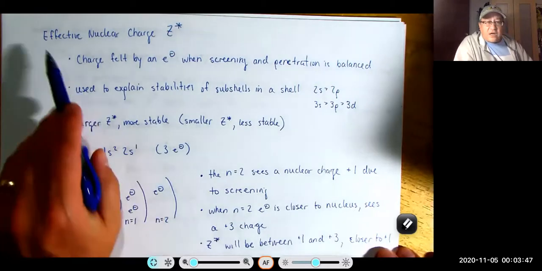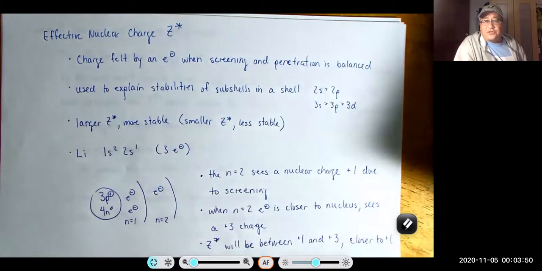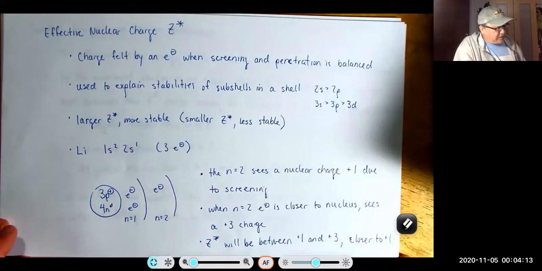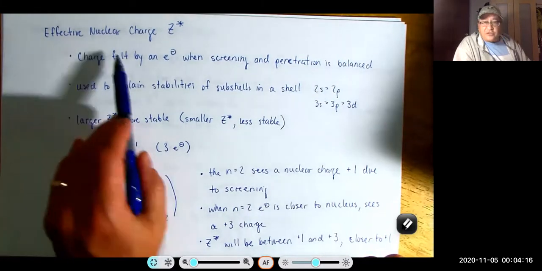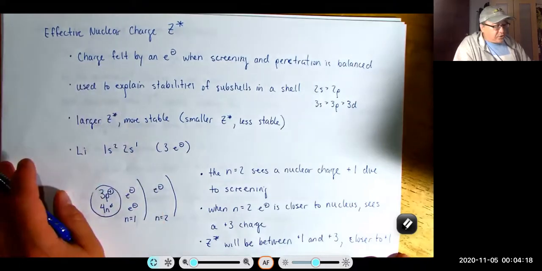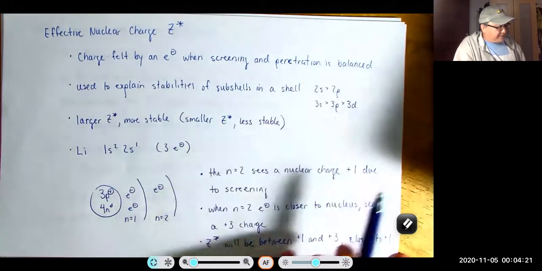So right now we're going to talk about the effective nuclear charge, or Z star. This gives you an explanation for why a 2p is less stable than a 2s, and it goes on that way. When you talk about stability, an s is more stable than a p, is more stable than a d, is more stable than an f in the same shell. So this is the explanation for why you have the different stabilities. Z effective is the charge felt on an electron when screening and penetration are balanced.